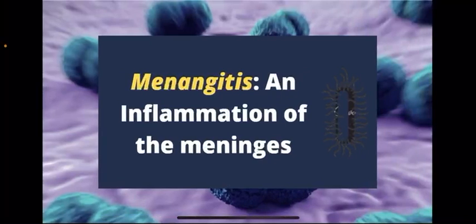So meningitis, from a general standpoint, is an inflammation of the meninges. The meninges, in specific, are layers of membranes that cover and protect the brain and spinal cord. These include three general sections: the dura mater, the arachnoid mater, and the pia mater.